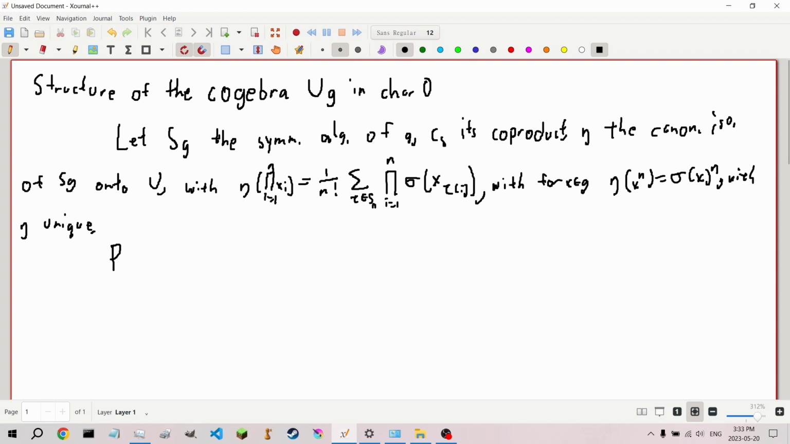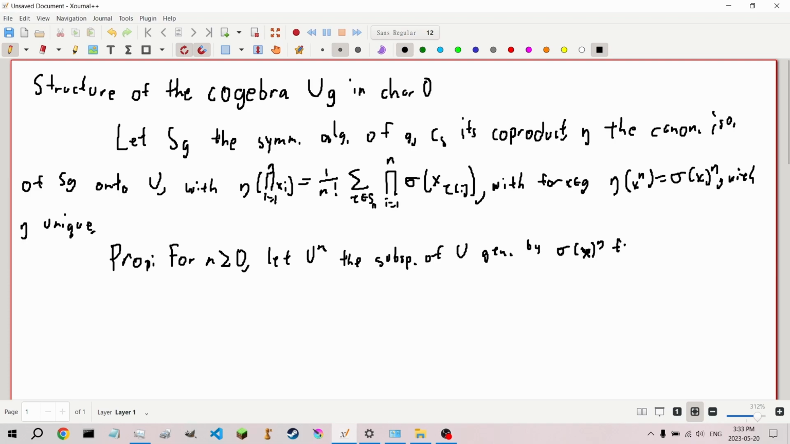This brings us to our first proposition. For every non-negative integer n, let U to the n be the vector subspace of U generated by the sigma x to the n for x in G. Part A states that U to the n is a graduation of U compatible with the existing cogebra structure on it.